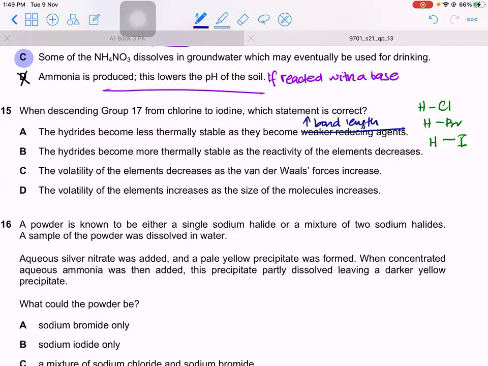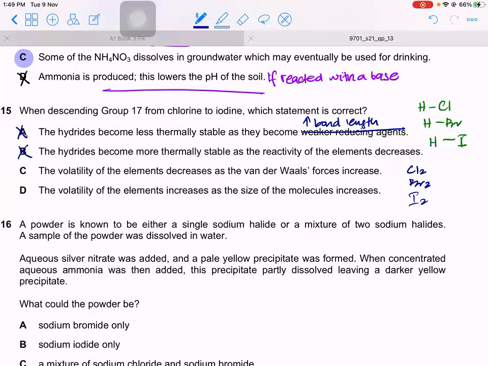That has nothing to do with bond length. Yeah, option A, this part is correct, but the reasoning is wrong. Now, the hydrides become more thermally stable? No. The volatility of the elements decreases. So let's see the volatility.